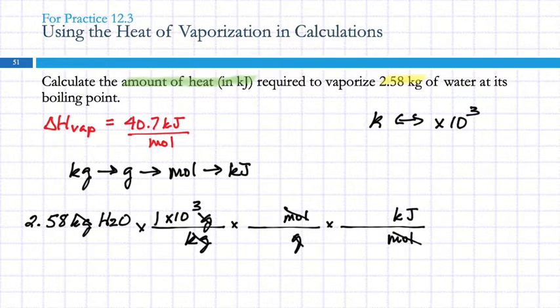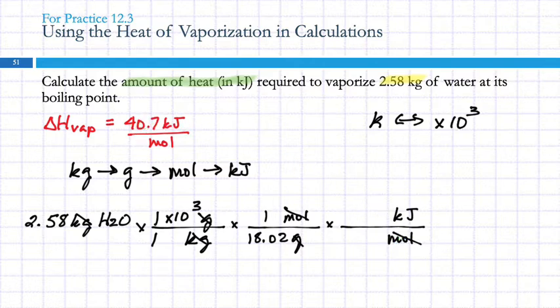Well, I've got 1 times 10 to the third grams is equal to 1 kilogram. Works every time. Grams to moles, molar mass, right? So this is not about how to calculate the molar mass, so I'm just going to put in there 18.02 grams per mole. This is what the topic is here, kilojoules per mole. That's the heat of vaporization.